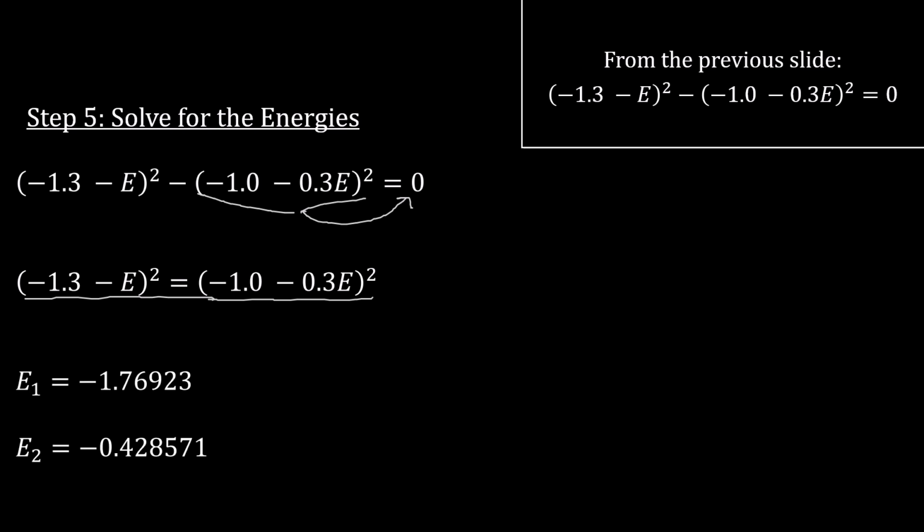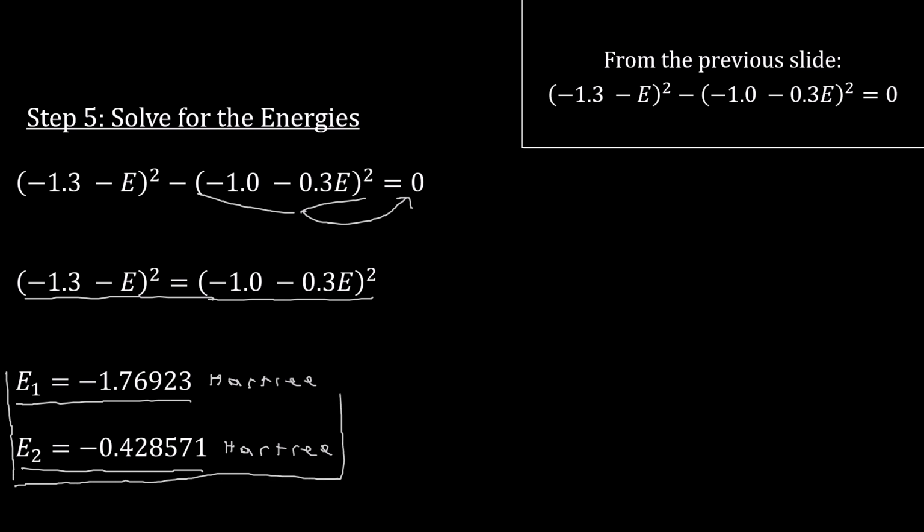and we find two energies. We find E1 is equal to negative 1.76923, and again, the unit is going to be Hartrees here. And then we're going to find a second energy, E2, is negative 0.428571, and the unit is also Hartree. So this is an estimate, or a solving, for our lowest two energies. And the reason why we only obtain the lowest two energies is because we only use two basis functions.